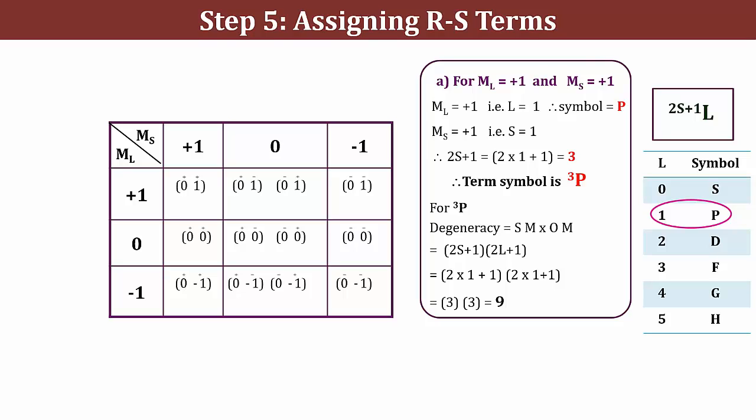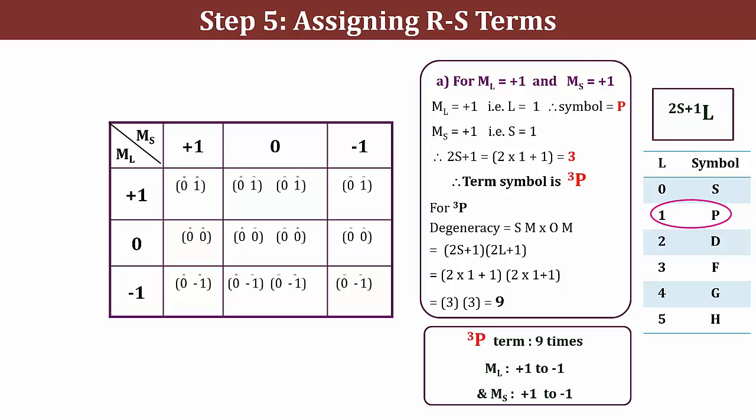The degeneracy is 9. So this indicates that the triplet P term appears 9 times in the table from ml plus 1 to minus 1 and ms plus 1 to minus 1. So this is how we can show the triplet P term 9 times in the table.